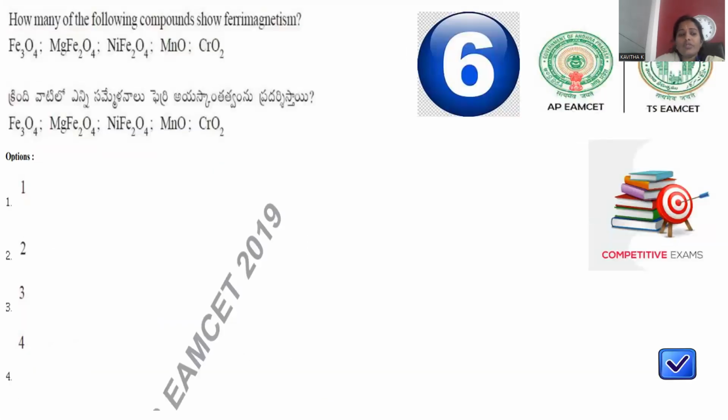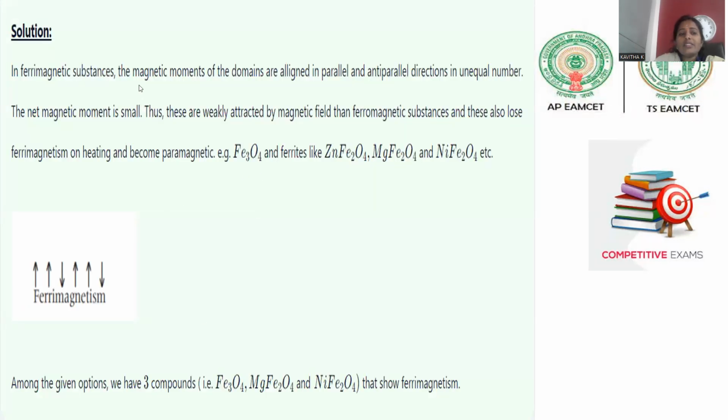Let me go with the last question of the session, question number 6. How many of the following compounds show ferrimagnetism? Ferrimagnetic substances are defined as compounds whose magnetic moment domains are aligned parallel and anti-parallel, in an unequal number. If you see, the parallel spins are 4 in number, anti-parallel are 2 in number. So that unequal number of parallel and anti-parallel description will be there. That is called ferrimagnetism, right?